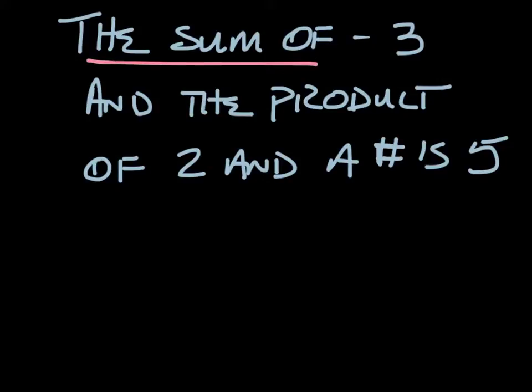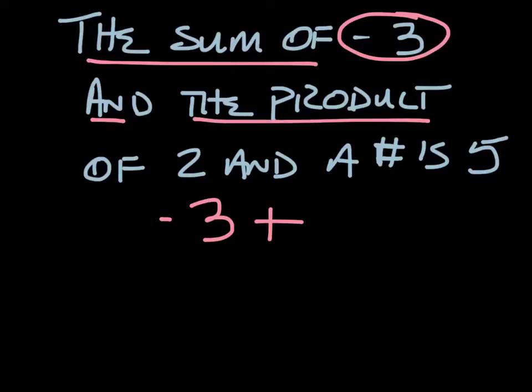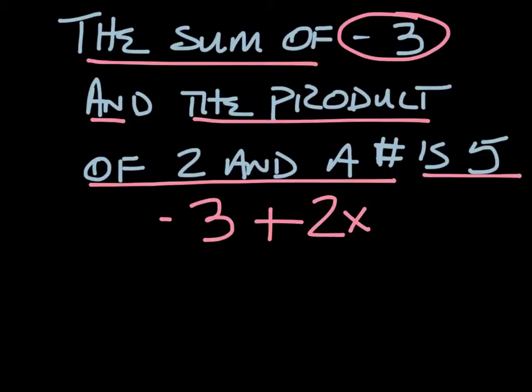The sum of means what do I write first? Addition, so it's plus. The sum of negative 3. Where do I put the negative 3? To the left. And the product of 2 and a number. How do I write the product of 2 and a number? 2x. And is 5 means what? Equals 5. What should I do first to solve this equation?